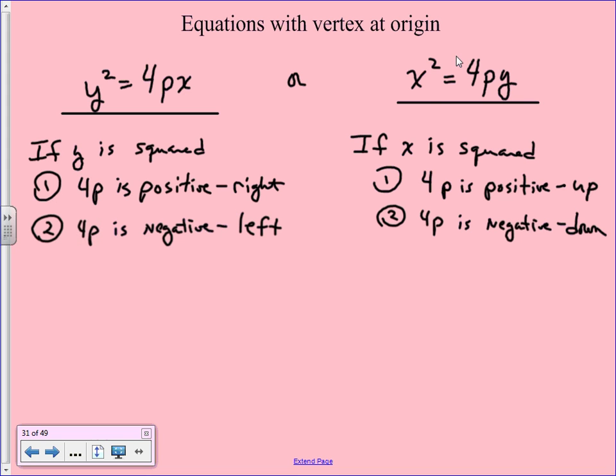Then there's the form you've been used to. I know the x squared is on the left, but the y is a linear term. This is the form you've been used to, the one that's up and down. So x squared equals 4py. And the conditions here are if x is squared, then if 4p is positive, it's going up. If 4p is negative, it's going down. So that tells you the equations and the description of how you know which way the parabola is oriented. Give you a moment to finish copying that.